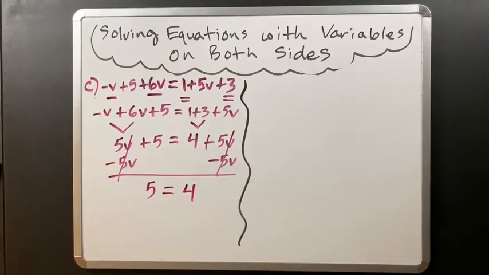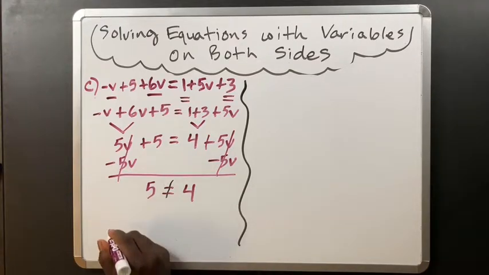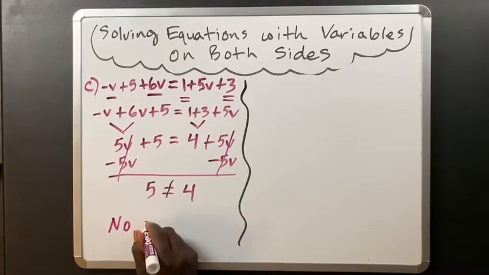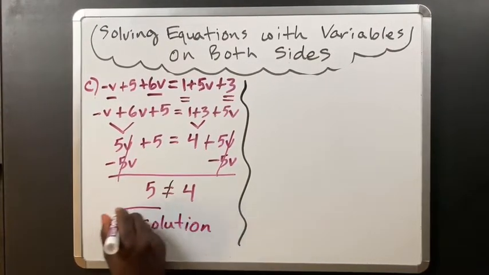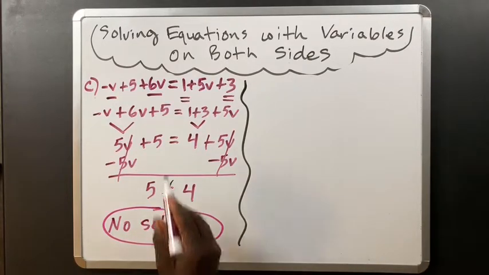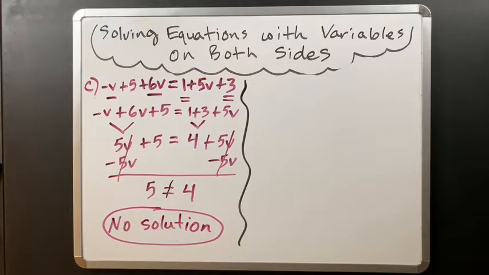But is that a true statement? No, it is not a true statement. So we're going to draw a line through that to say that is not an equal statement. When you solve an equation where the statement is not true, your answer is no solution. No solution to this equation. We cannot find a value to substitute for v to make this equation true.